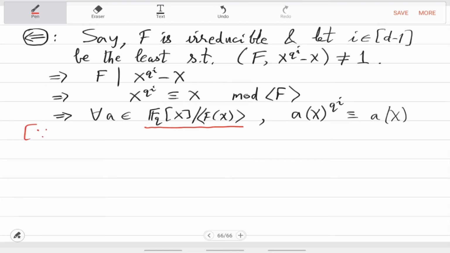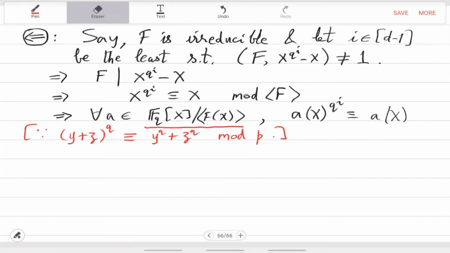So since (y plus z) raised to q is the same as y to the q plus z to the q, and this is actually true simply mod p. So your characteristic is p and q is a power of p. No matter how many powers you put over y plus z, they will distribute. The exponentiation operator will distribute over sum.